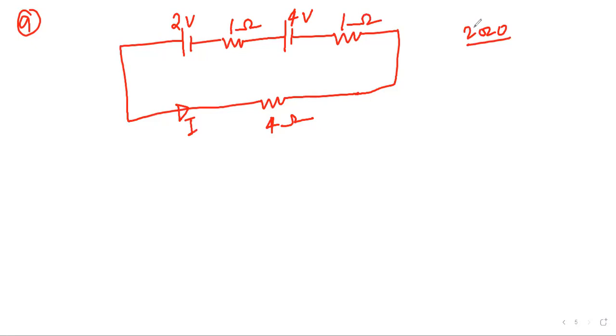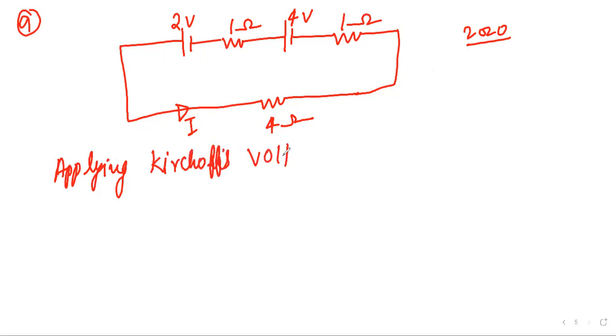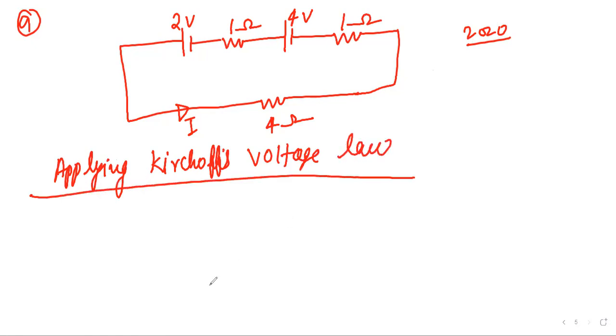So let's see by applying Kirchhoff's voltage law.